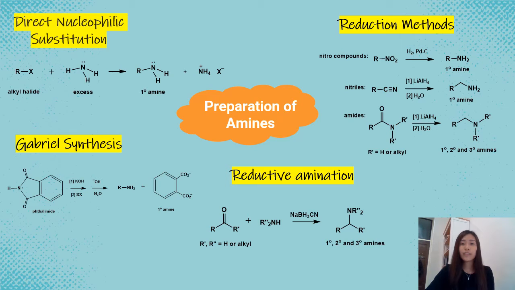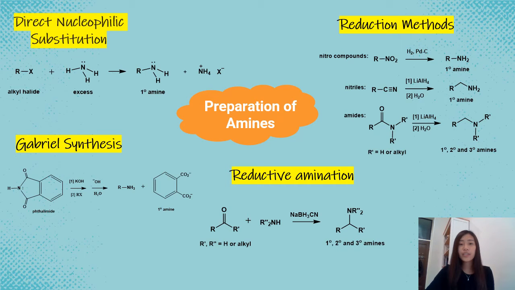Now, I will talk about the reactions we have in this chapter. First is the preparation of amines. There are four types of reactions used to prepare amines. The first one is direct nucleophilic substitution. This reaction is an SN2 reaction of an alkyl halide with amines or ammonia.